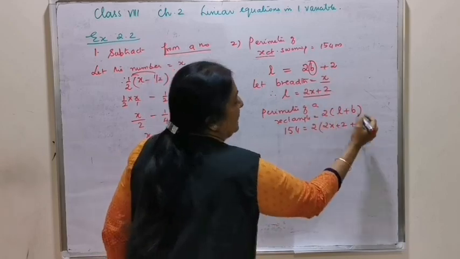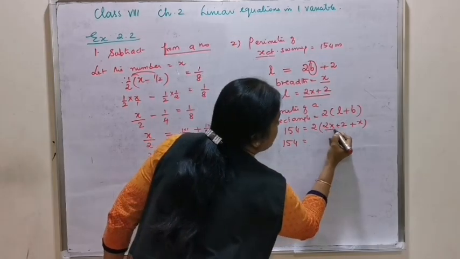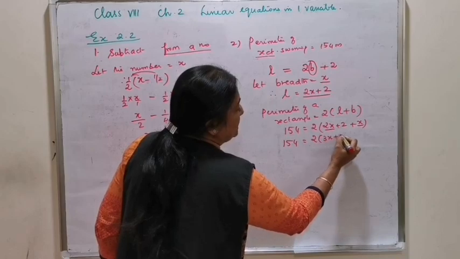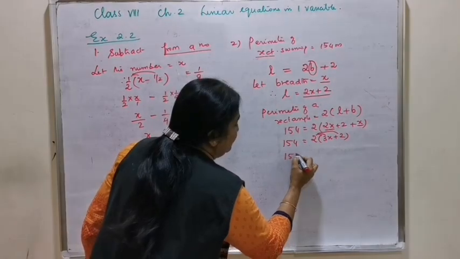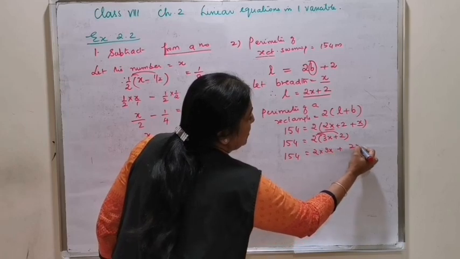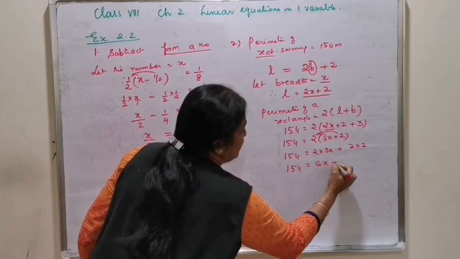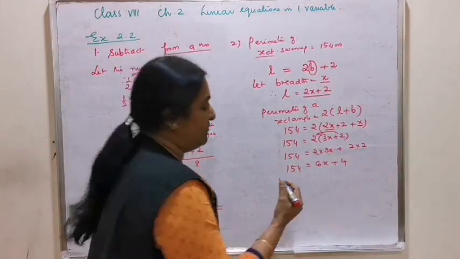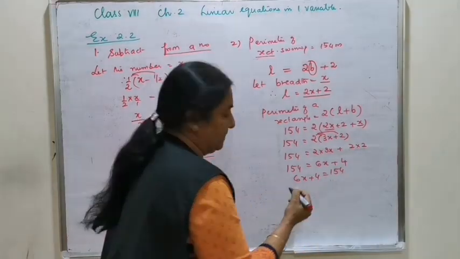and breadth is x). Again, 154 is equal to 2 into (what is 2x plus 1x? It is 3x, plus 2). You can use the distributive law. 154 is equal to 2 into 3x plus 2 into 2. 154 is equal to 6x plus 4. You can rearrange both to make the equation familiar: 6x plus 4 is equal to 154.